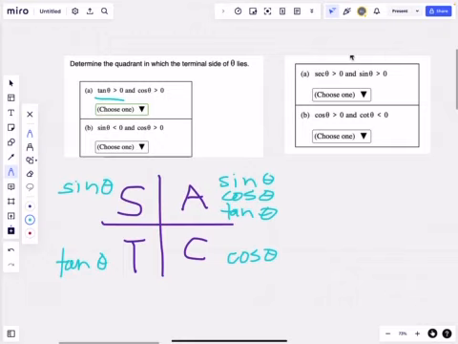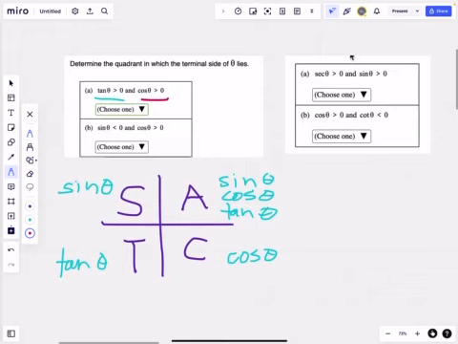So when we're looking at problems like this, we are using the clues that the tangent of theta is positive and the cosine of theta is also positive. Okay, well, we're going to do this just like any other problem, but then I'll show you the shortcut for this particular problem in a second.